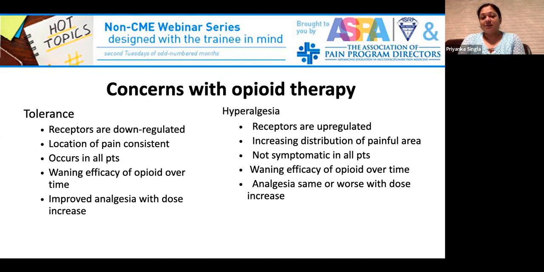The basic difference in mechanism is that when the patient develops tolerance, and that happens to almost all patients, they will develop tolerance at some point, the opioid receptors are downregulated. However, the location of the pain will remain constant. There is waning efficacy of opioids over time. When the dose is increased or there is rotation, tolerance improves. However, in hyperalgesia, the receptors are upregulated. There is an increasing distribution of pain. There is waning efficacy of opioids over time, but increasing the dose will have either no effect or will make it worse.